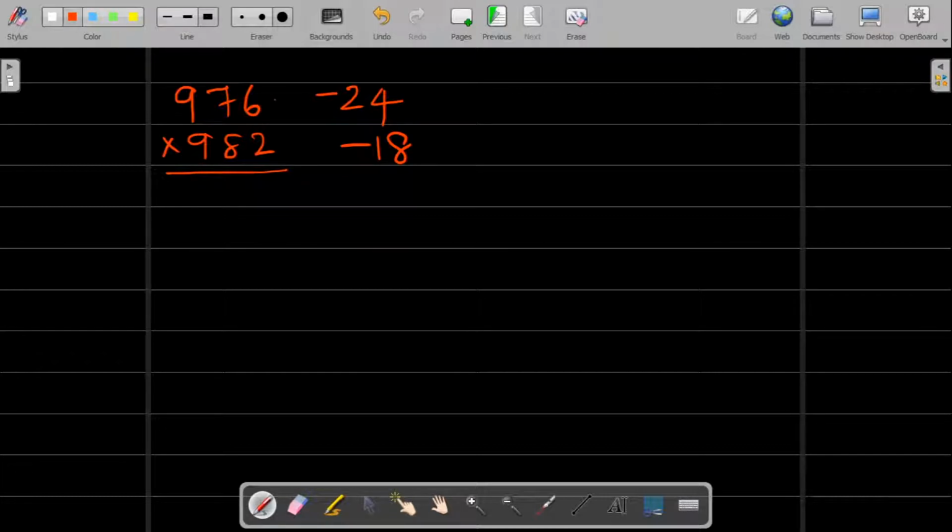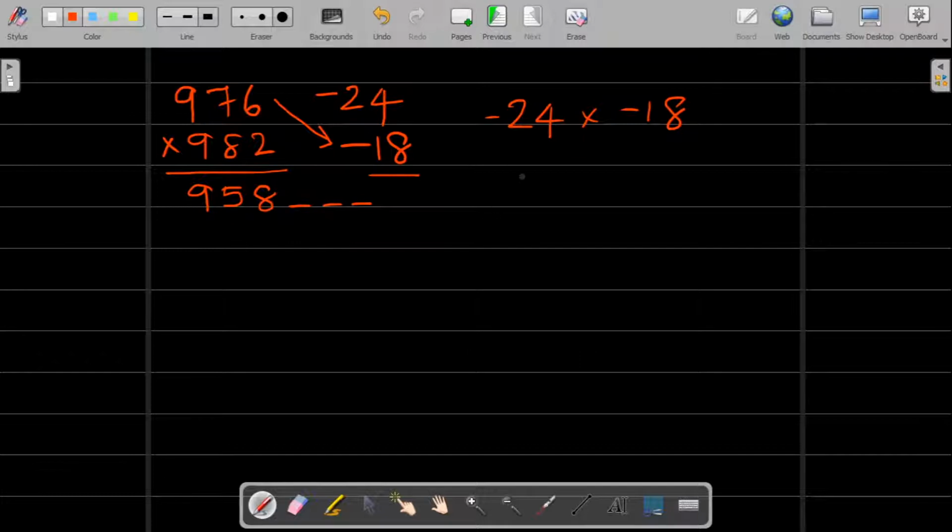So I have to add diagonally any one of these, either 982 minus 24 or 976 minus 18. So 976 plus minus 18 will give me 958. Now I am expecting 3 more digits on the right hand side of this 958. Now how to find that? For that I have to multiply minus 24 and minus 18.